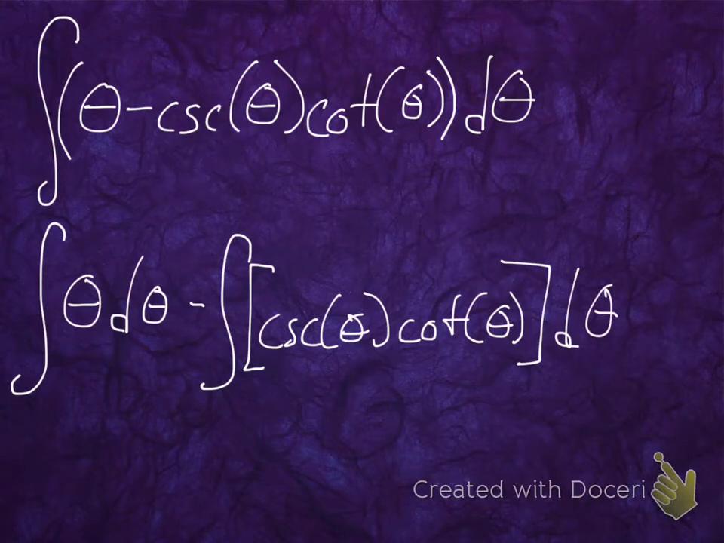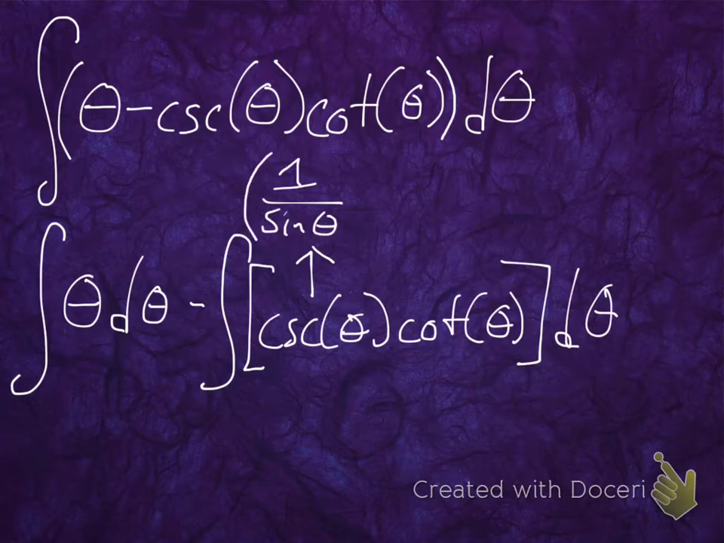Now let's remind ourselves, what is cosecant really? Cosecant is just 1 over sine theta. So this is going to be helpful for us. And what is cotangent? Cotangent is cosine theta over sine theta.